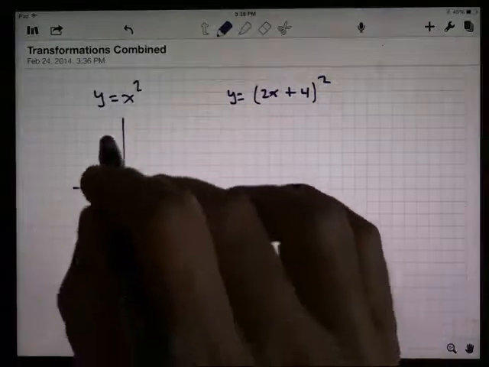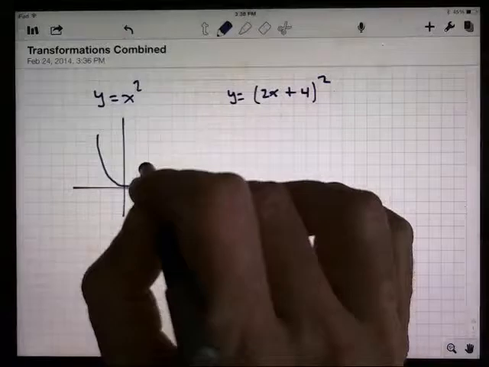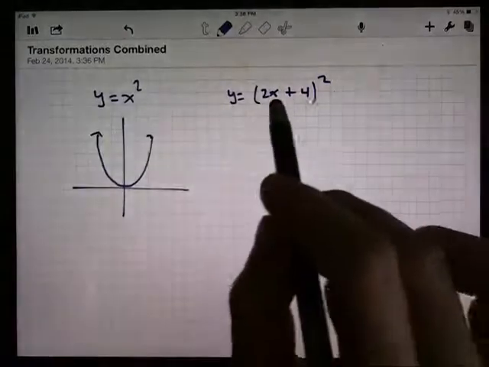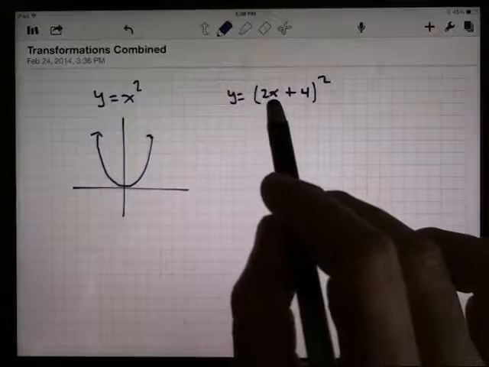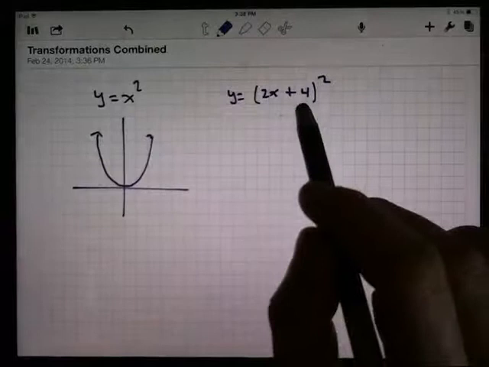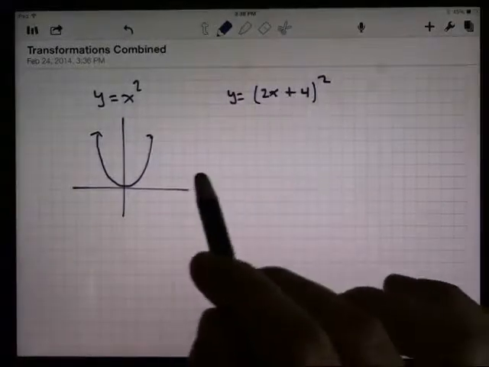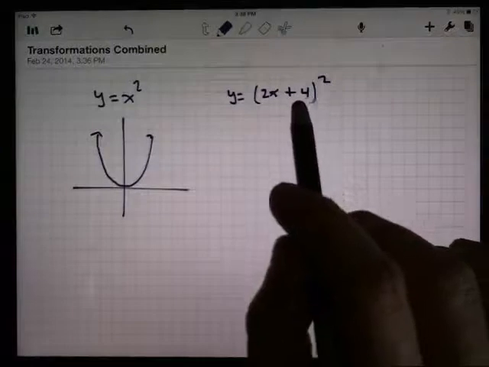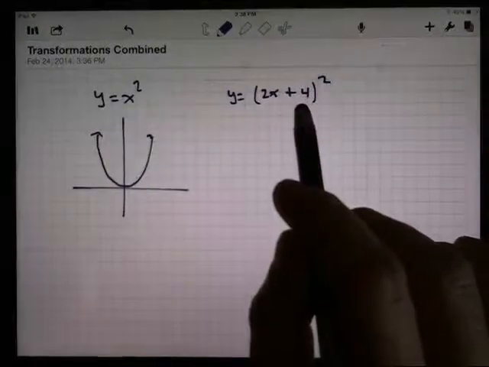What does it look like? y equals x squared is your standard parabola, right? What happens over here? Well, you can say the 2 is multiplied by the x in there. It must be squeezing it by a factor of 2 in the x direction. The 4 is being added on, so it's shifting in the x direction. Everything's happening inside the parentheses, so this is all in the x direction. The question is, how much is this shifting? Is it shifted 4 or is it shifted 2?